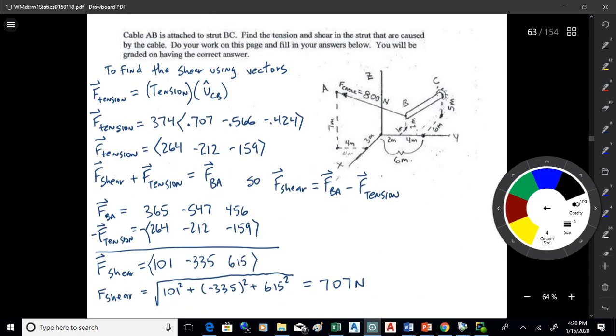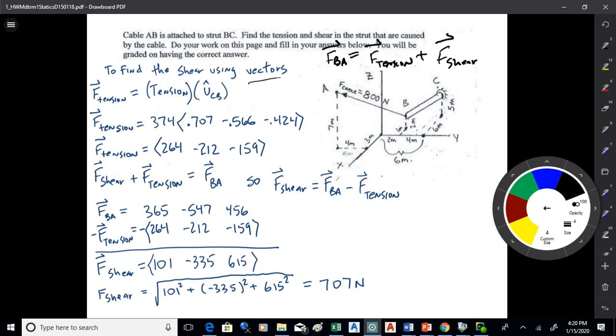Now the other one, on the other problem, I'm going to ask you to use vectors. If you're going to use vectors, you do it this way. Okay. Now the relationship with the vectors is that FBA, that force, is equal to F tension, which is one of the components, plus F shear. Okay, that's the relationship. So if I need to work with vectors, which you will need to do on 162, you have to find the tension vector.